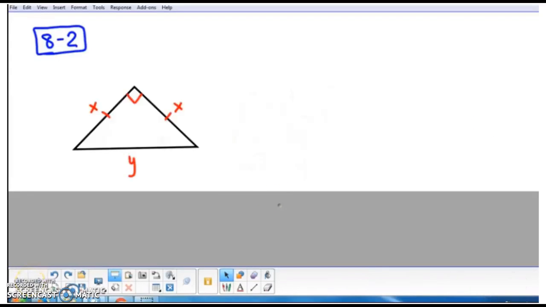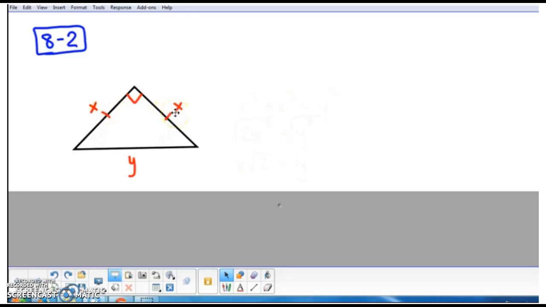This video will cover special right triangles, specifically 45, 45, 90 triangles. Let's start with how it works. This is an isosceles right triangle, given that it has a 90-degree right angle and two sides that are congruent.